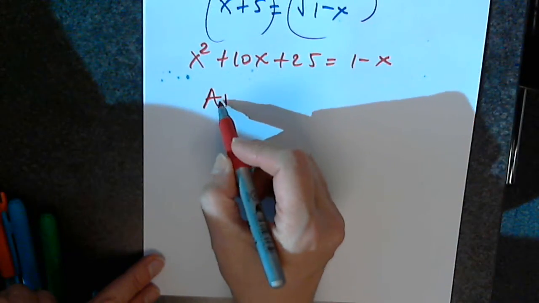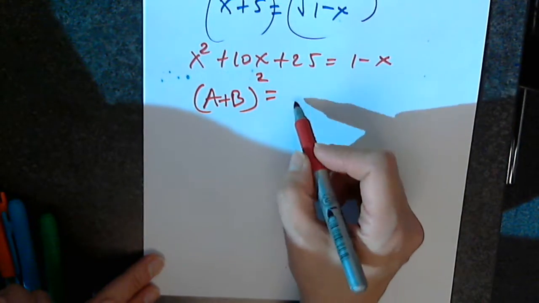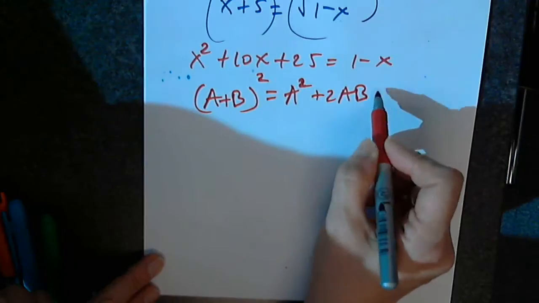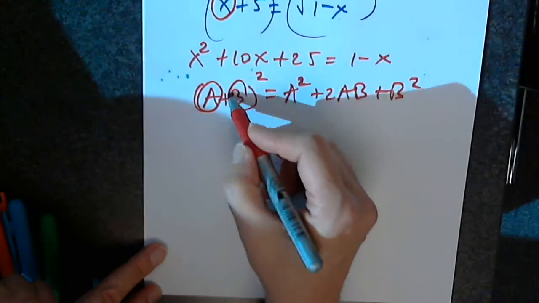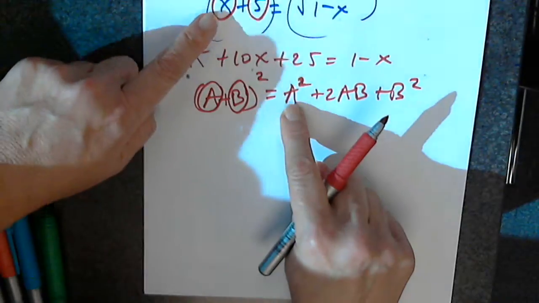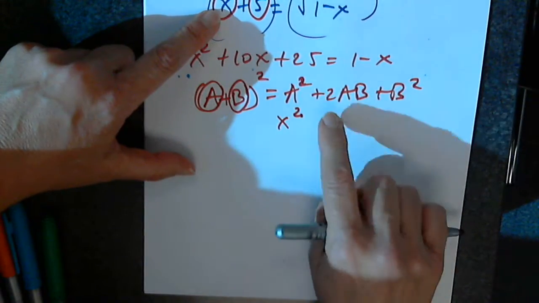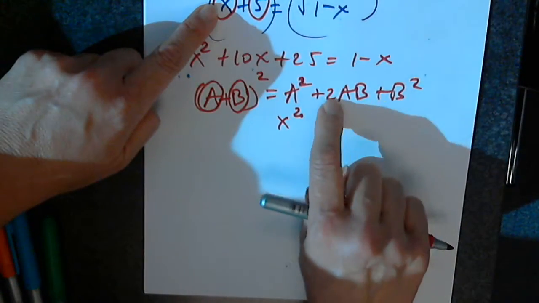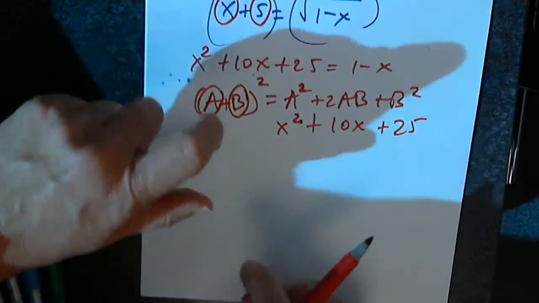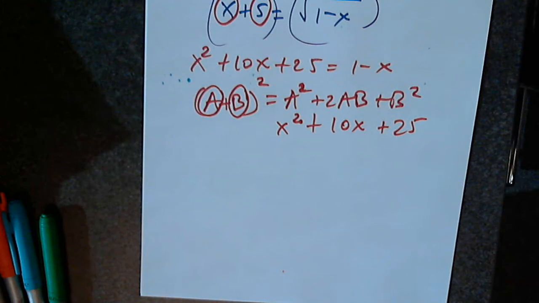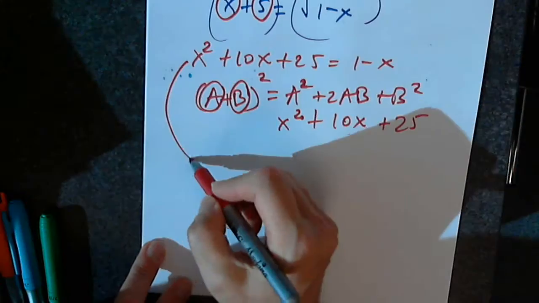A plus b, everything squared, is a squared plus 2ab plus b squared. This is a. This is 5. When I square x, I get x squared, plus 2 times 5 times x. 2 times 5 times x is positive 10x plus the second term squared. I never wrote that down. Okay, so then from here, what will you write? What will be the next step, please?